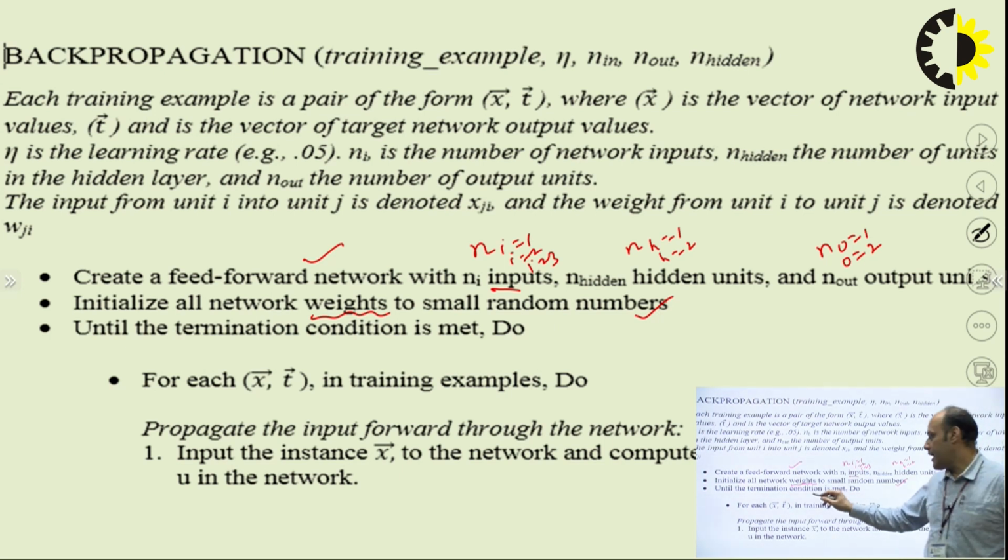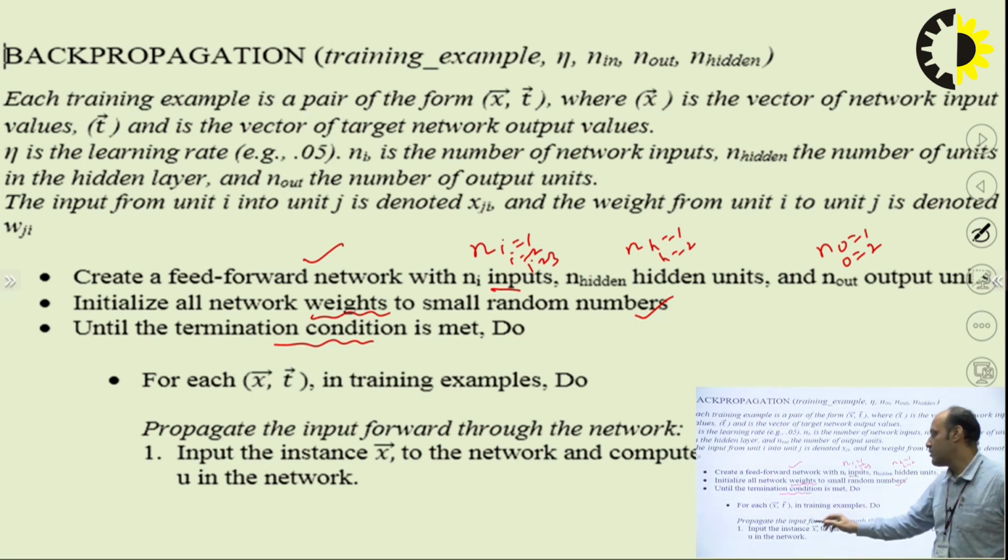Now what I have to do is repeat until the termination condition. What is the termination condition here? The termination condition is that the difference between my expected output and the output given by the algorithm should be minimum. Until then, I just iterate the loop.